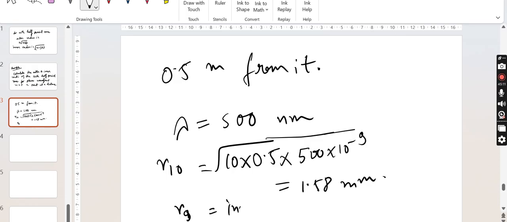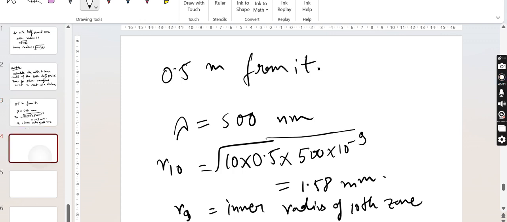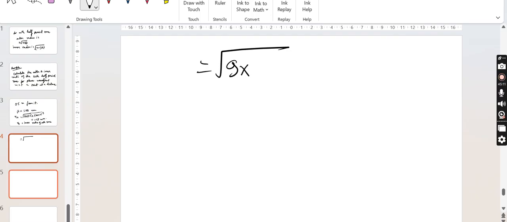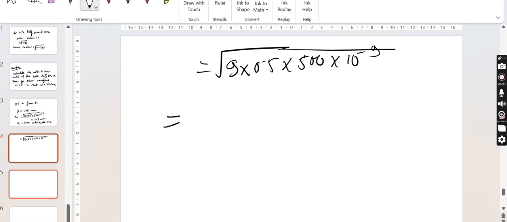R9, which is the inner radius of the 10th zone, is basically the square root of 9 into 0.5 meter into 500 into 10 to the power minus 9. Similarly, the inner radius of the 11th half period zone would be the outer radius of the 10th half period zone, and that becomes 1.58 millimeter.